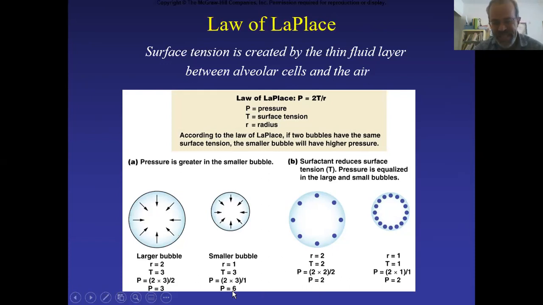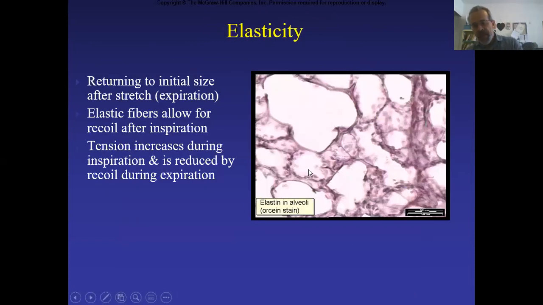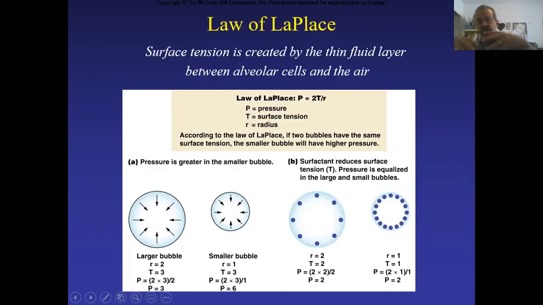We had 3 before, so that's good. But remember here we had 6. Because the surfactant is more highly concentrated in the small alveoli, it has a greater effect in the fact that it reduces the surface tension from 3 to 1. By doing that, we now have equal pressures in both large and small alveoli, which is going to prevent the collapse of those small alveoli.